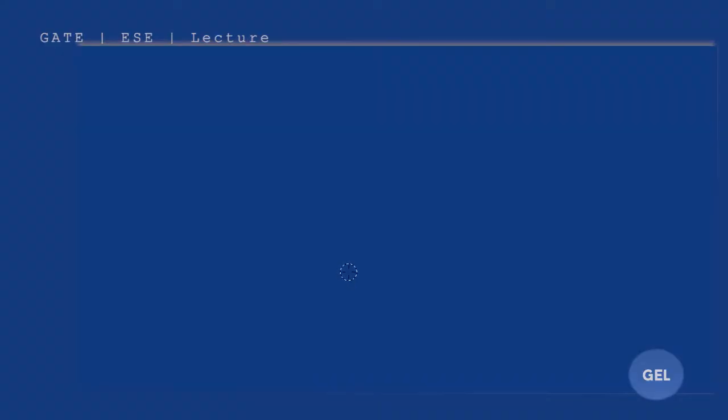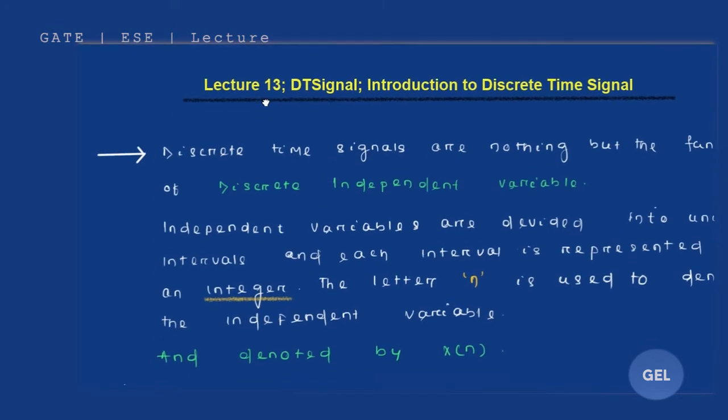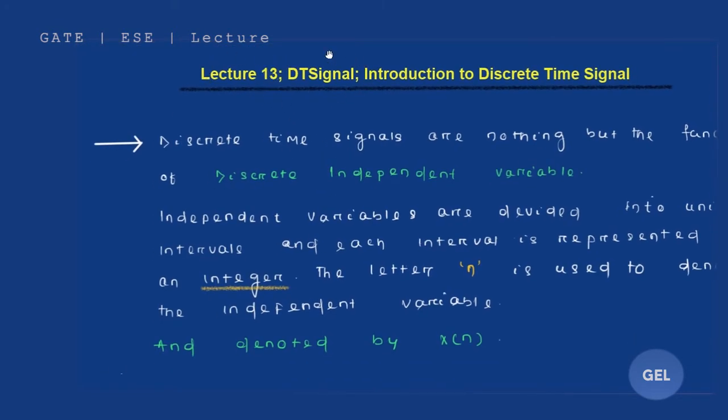Hi, welcome to GATE ESE lecture. We are in the 13th lecture of signals and system, and this is your second module, that is discrete time signals. In this video lecture we are going to start our second module and understand the definitions and the simple introductory points of discrete time signals.